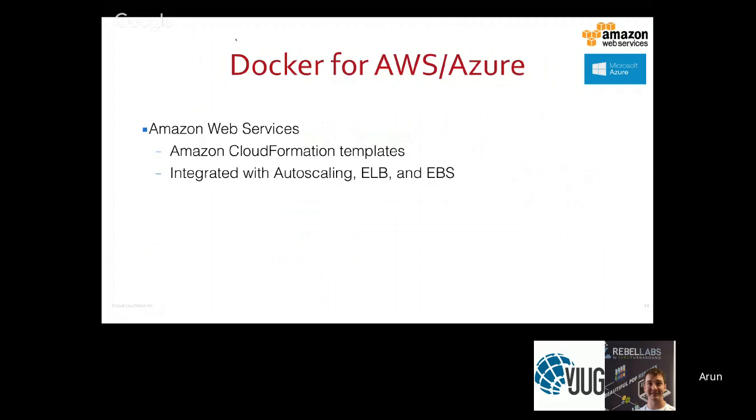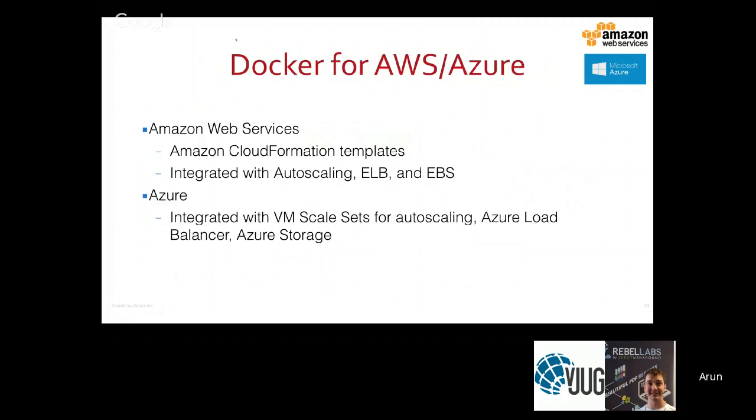So you click through the wizard for CloudFormation. You say how many masters, how many slaves you want, and we'll talk about that architecture in a bit. You click through the wizard to pick your number of masters and slaves, and that is the ability that you get by which you can install everything and have a cluster ready to go. Similarly, Azure is integrated with VM scale sets for autoscaling, Azure load balancer, and Azure storage. So that's the beauty of it.